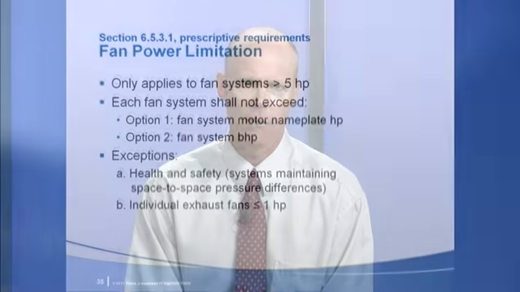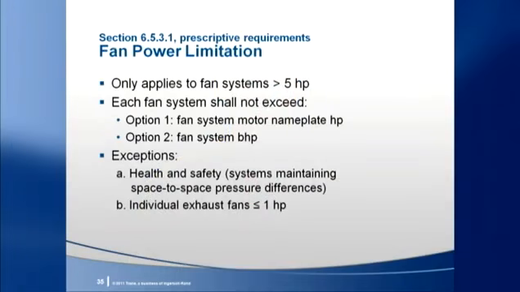If the total horsepower for the fan system exceeds 5 horsepower, then that fan system must comply with one of 2 options. Option 1, the design shall not exceed a maximum fan system nameplate horsepower, or option 2, the design shall not exceed a maximum fan system brake horsepower. The standard includes equations for each option.